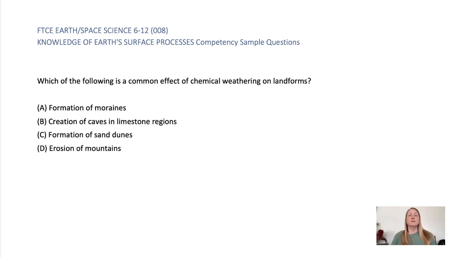A. Moraines are made of glaciers dropping rocks, not by chemical weathering. C. Sand dunes form from wind-moving sand, which is physical, not chemical. D. Mountain erosion happens from many processes, but chemical weathering specifically causes things like caves, not just general erosion. The correct answer is B. Creation of caves in limestone regions. Chemical weathering, particularly through a process called carbonation, can lead to the dissolution of limestone, creating caves.